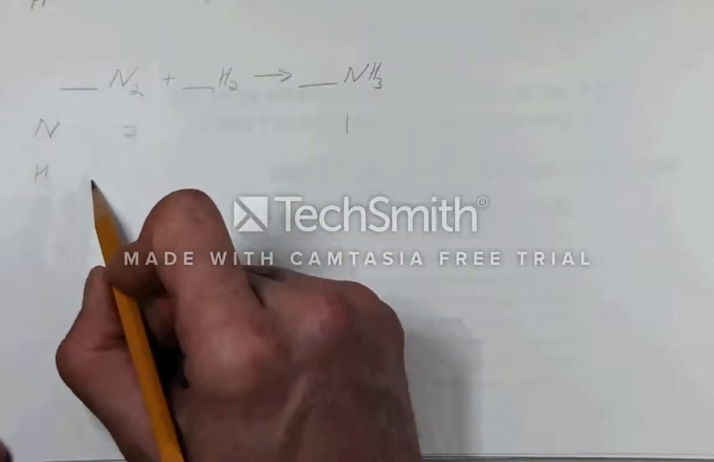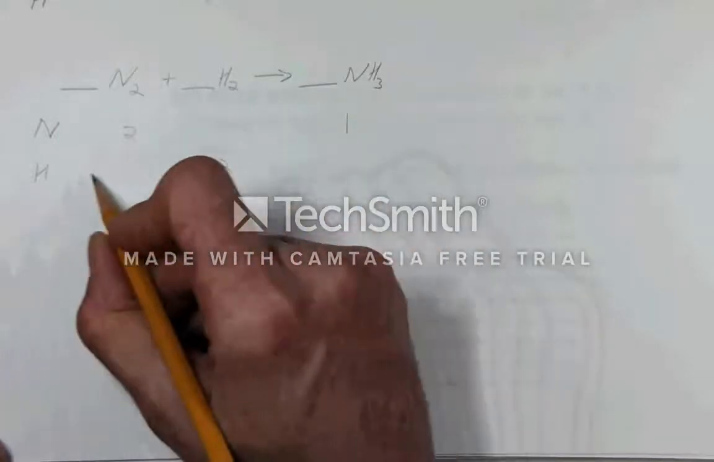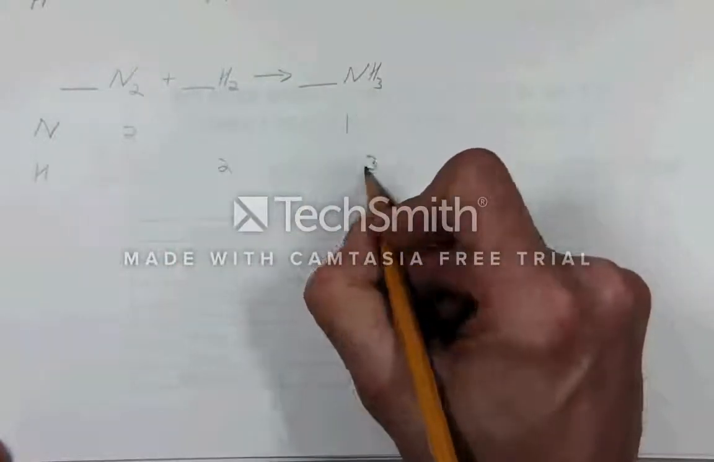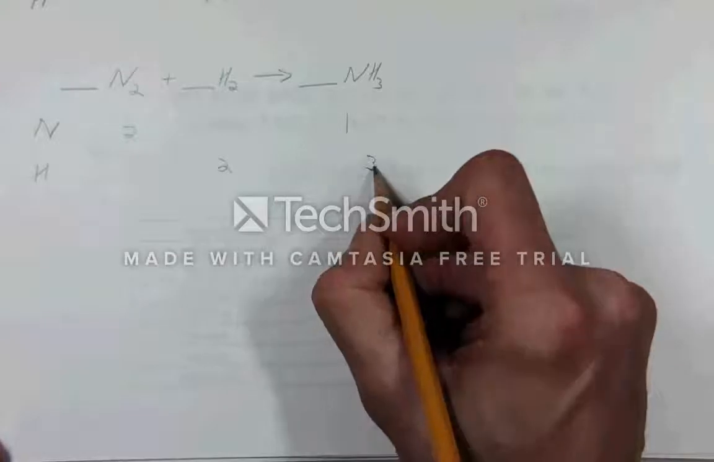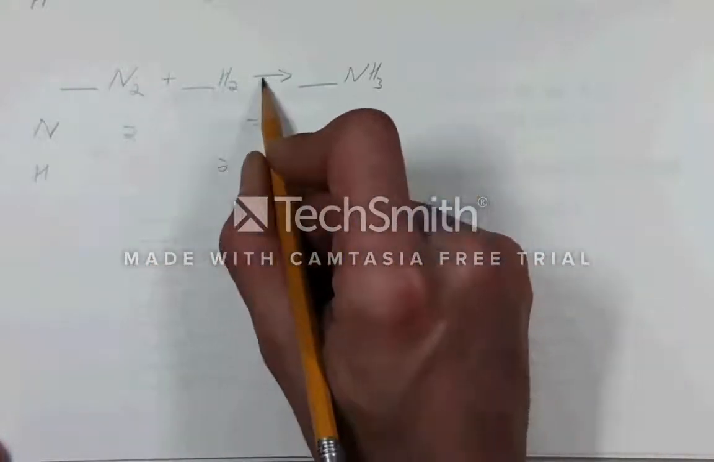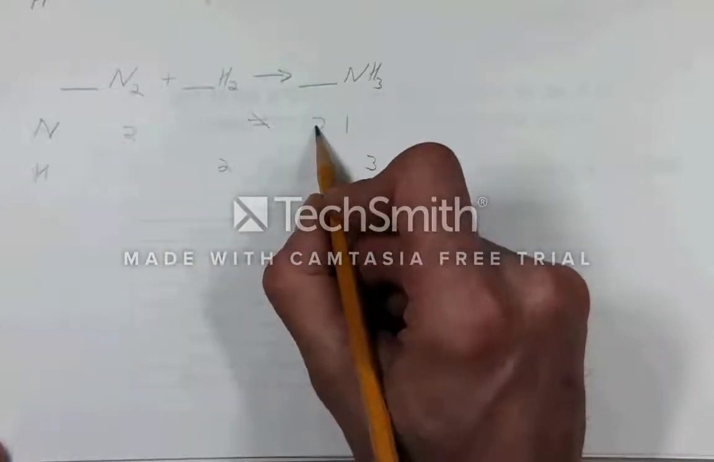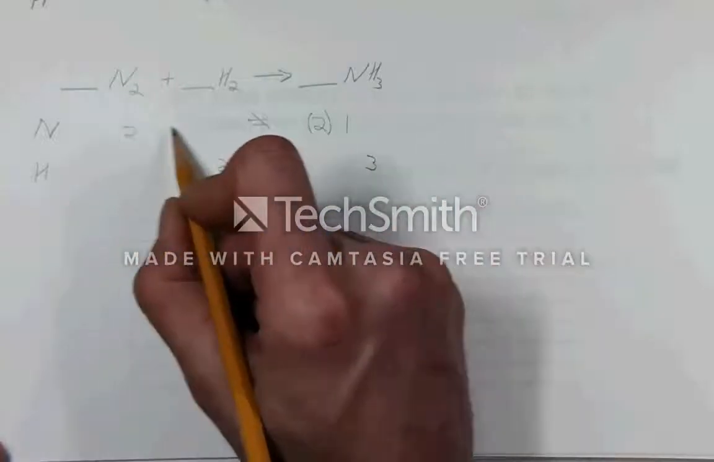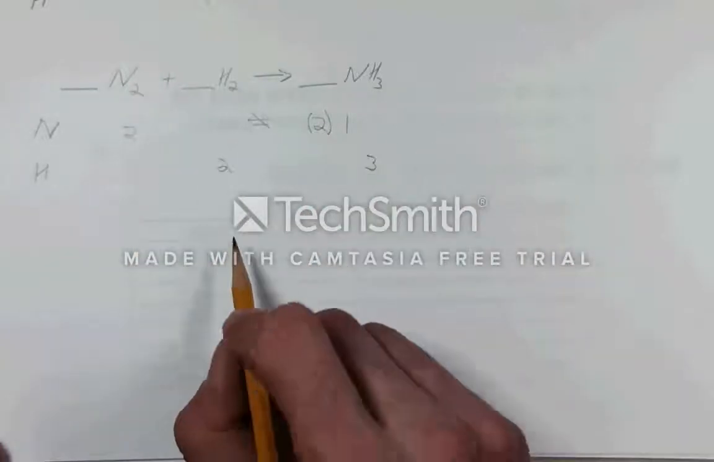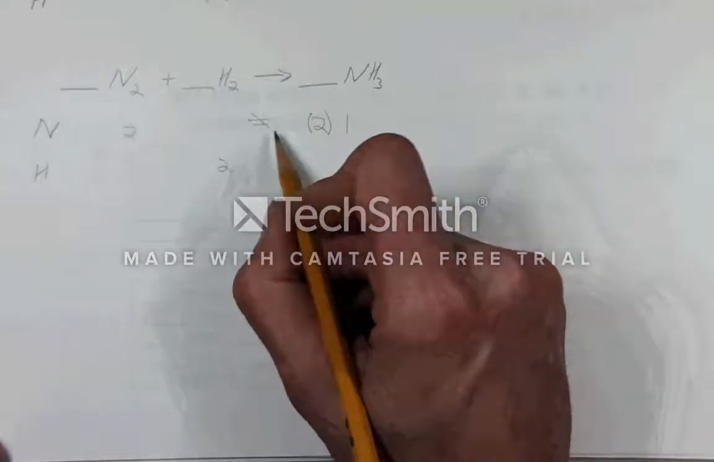So for hydrogen, I'm not going to put it here, I'm going to put it over here. We have 2 hydrogens in H2, and in ammonia we have 3 hydrogens in NH3. Right, so 2 does not equal 1. Think of this reaction arrow as an equal sign. Well, they're not equal. We can fix that with the coefficients. So the next thing we do after we determine how many atoms of each element there are in both reactants and products, we apply coefficients to balance the equation.